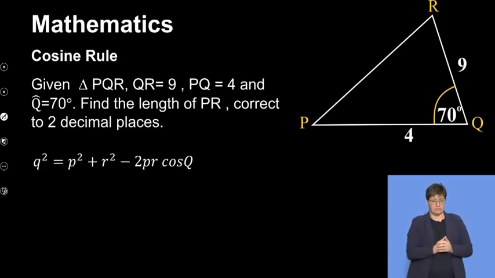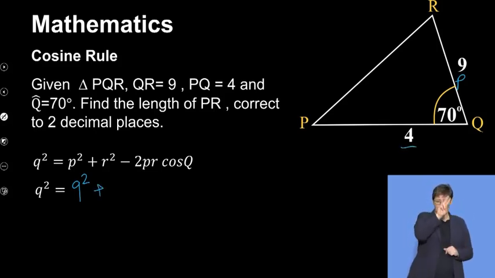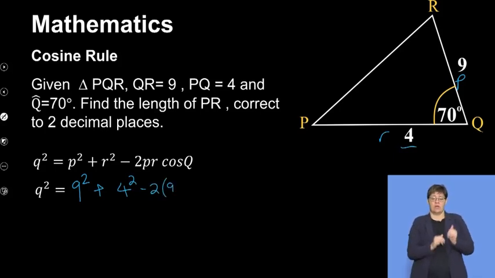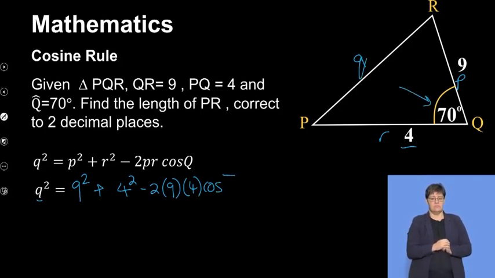Okay, so we decided that's the statement that we're going to start off with. Now we're going to substitute. Our little p was 9, so we substitute that in. Our side r was 4, so we substitute this in. Minus 2 times 9 times 4 times cos of the angle across from q, and the angle across from q was 70 degrees.